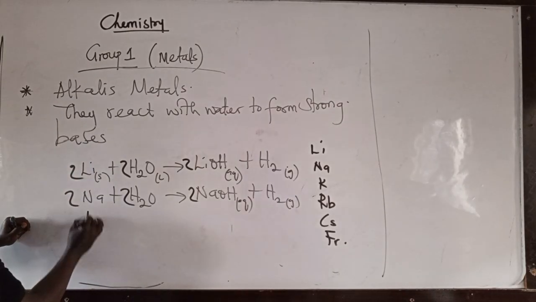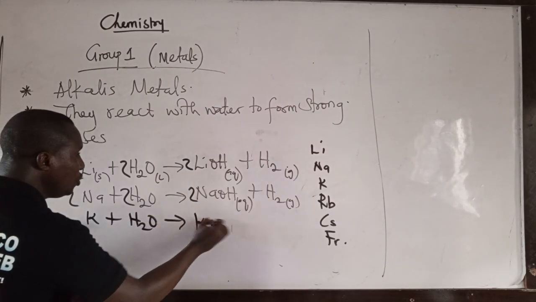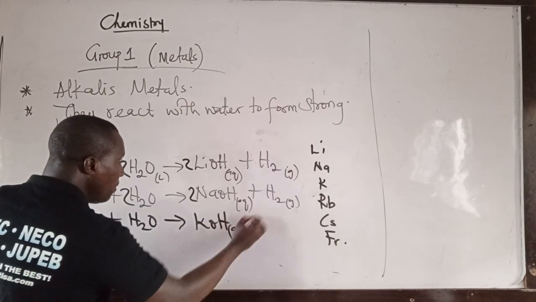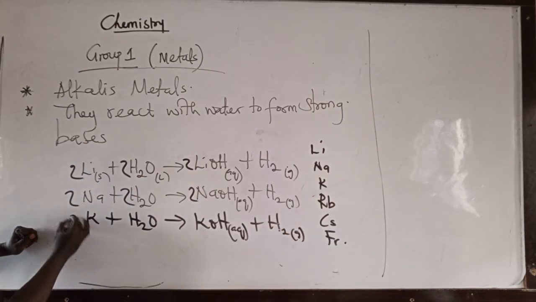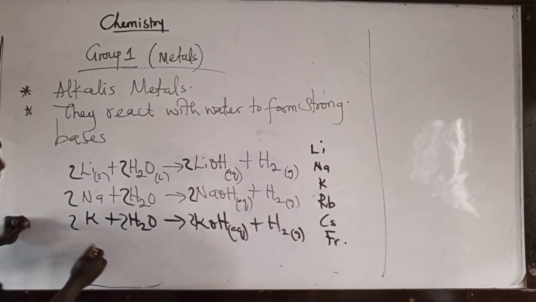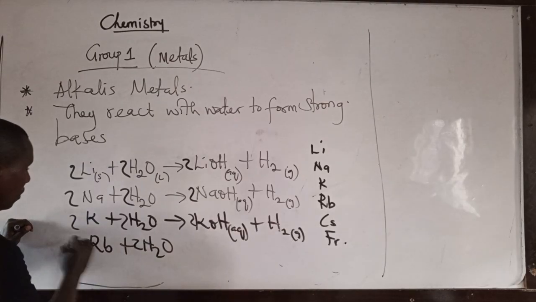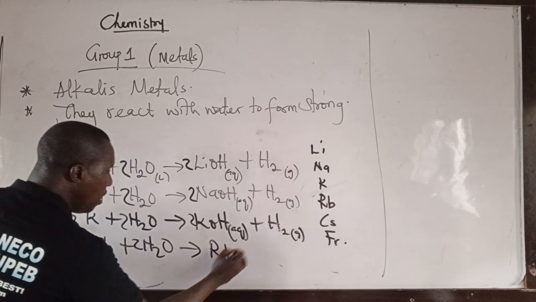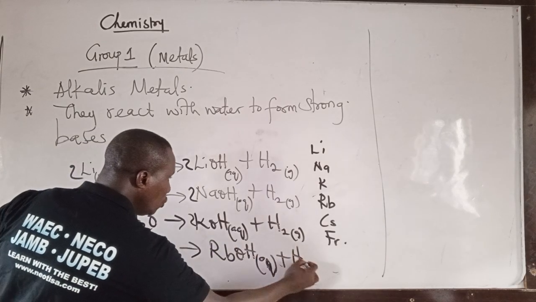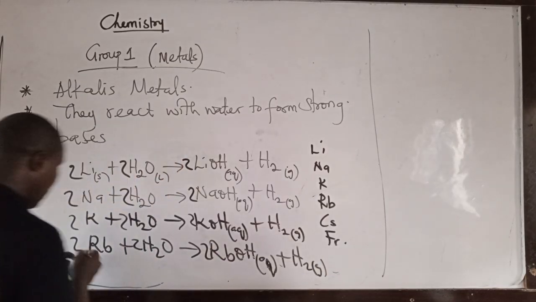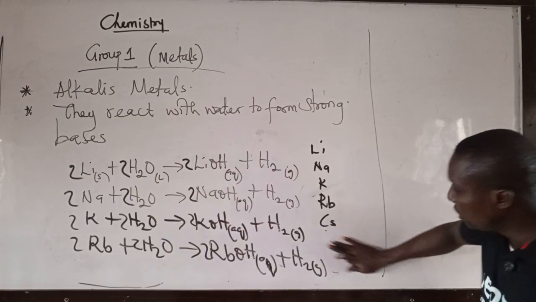We have potassium plus H2O to form potassium hydroxide plus hydrogen gas. Put 2 in the appropriate places to balance. We have rubidium plus H2O to form rubidium hydroxide plus H2 gas. Put 2 here.